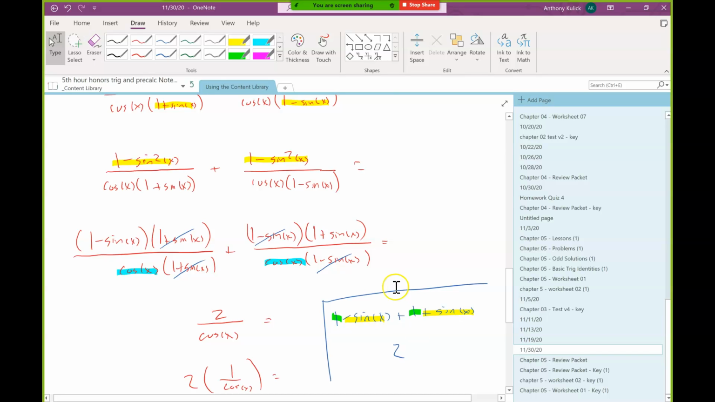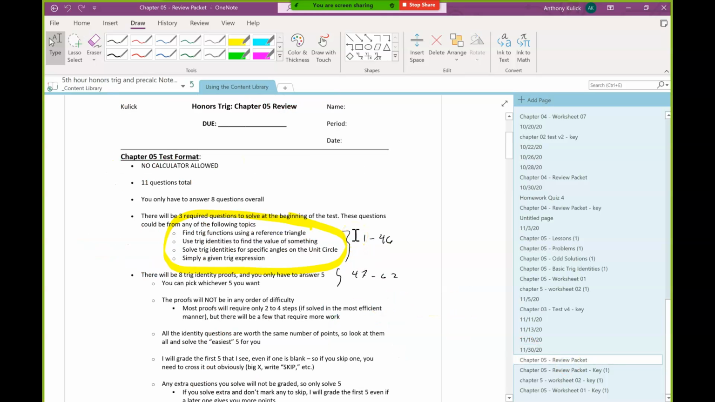So, okay. The review or the test format for this Chapter 5 will be a little bit different. So you'll have 3 required questions. The topics for those 3 required questions are going to be solving or finding the trig function value using a reference triangle. So those are questions like 1 through 6 from the homework, those very beginning things.